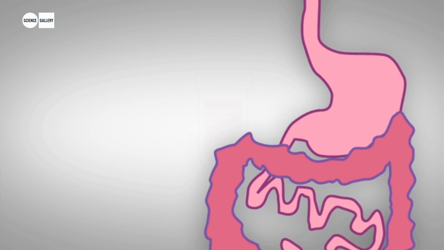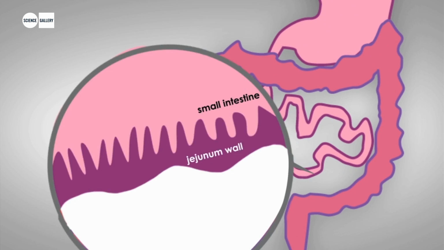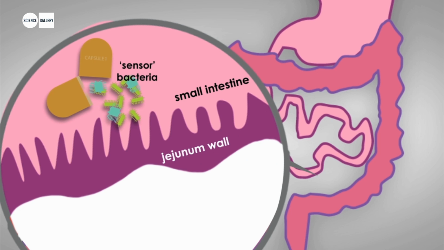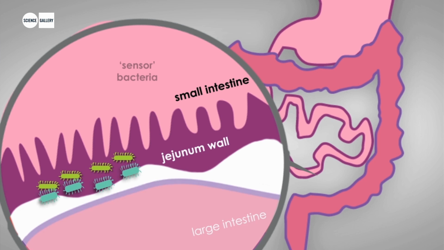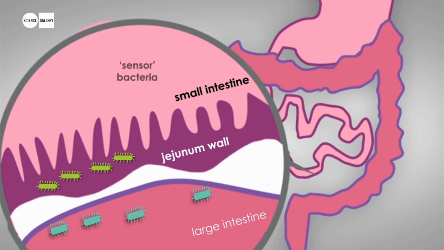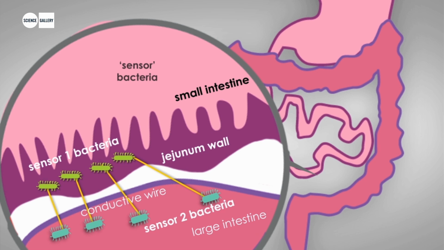They take a capsule containing a set of bacteria, which we call the sensors. These enter the small intestine and locate to the small intestine wall. They embed themselves in the wall and then grow to form a filament, which links the small intestine to the large intestine. Having done so, this then is capable of conducting an electrical current.